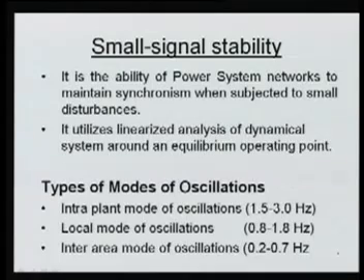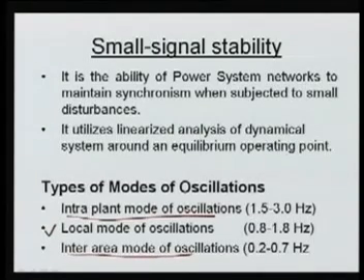I also discussed the various modes of oscillations. I discussed the local modes of oscillations. Here I also said intra-plant modes of oscillations, inter-area modes of oscillation, and the transient modes of oscillation. The frequency of the local modes of oscillations normally lies between 0.8 Hz to 1.8 Hz. However, the inter-area modes of oscillation lie between 0.2 to 0.7 Hz.